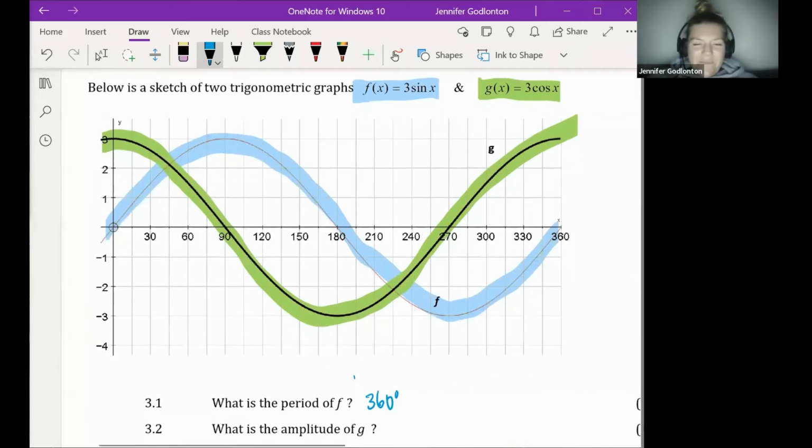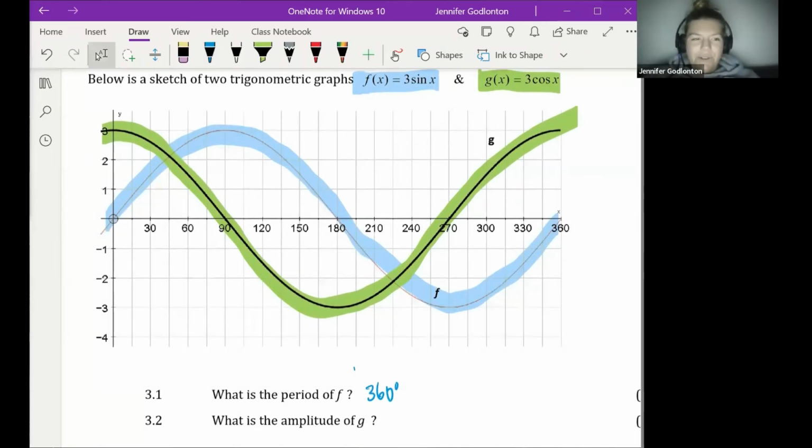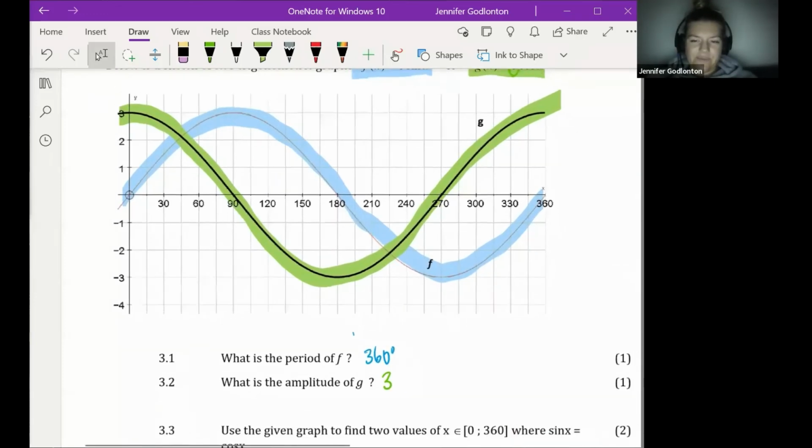Okay. What is the amplitude of g? What is the amplitude of g? Good. 3 flags. Yes. Okay. That 3 is telling us what that amplitude is doing. It is 3. Good. Okay, next question.